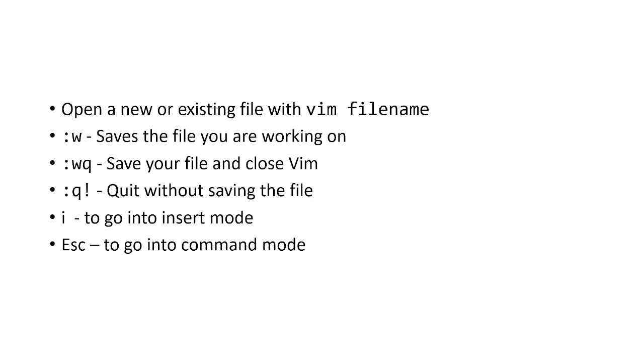And now we will look up some Vim commands. If you want to open an existing or a new file, you can give vim and the file name. Vim is an editor, and it has three modes: one is insert, one is command, and one is visual mode. :w we have to do in command mode. :w will save the file you are working on, and :wq will save your file and close Vim. And if you don't want to save the changes, you can do :q! and it will quit without saving the file.